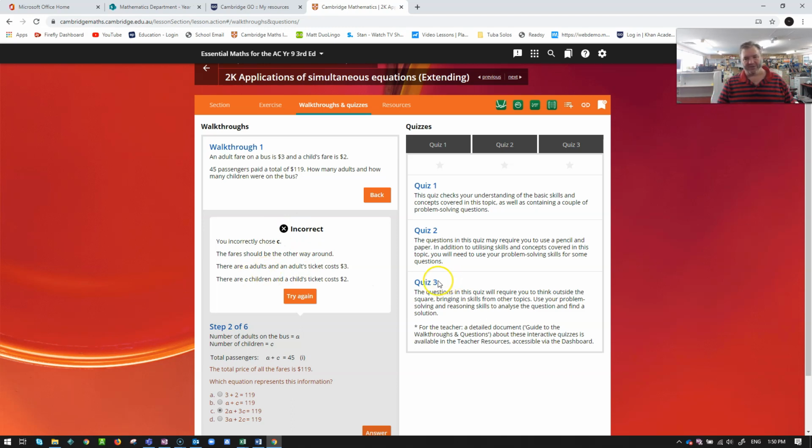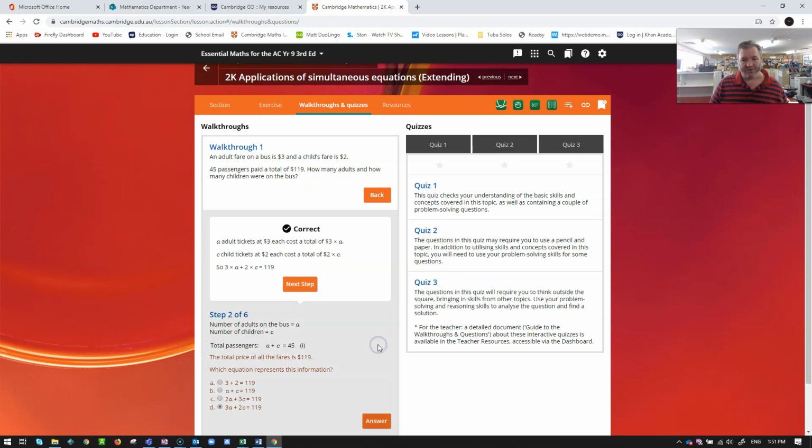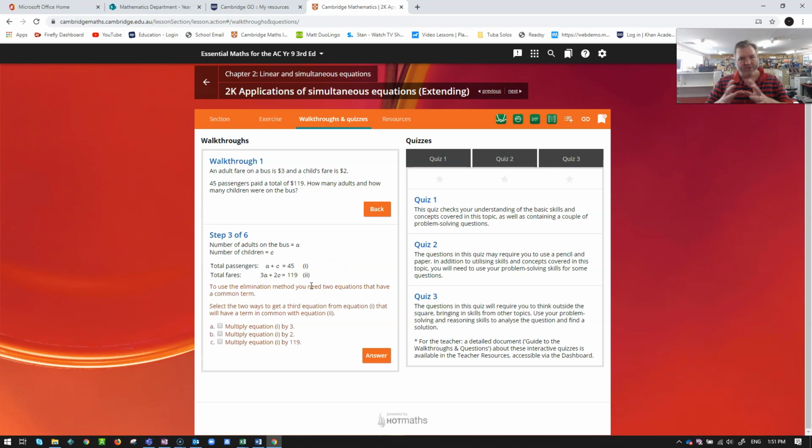That's right, adult tickets cost $3, so A should be 3. Child tickets cost $2, so C should be 2. So it should be $2 for every child's ticket. That's why we will end up with the right answer if we go ahead and do that. Much better, isn't it? So this is stepping you through the process that you would usually do. These are the questions you should be asking yourself, roughly, when you're solving these questions.